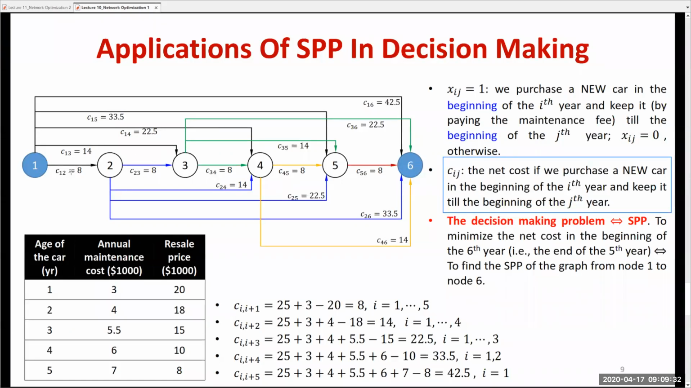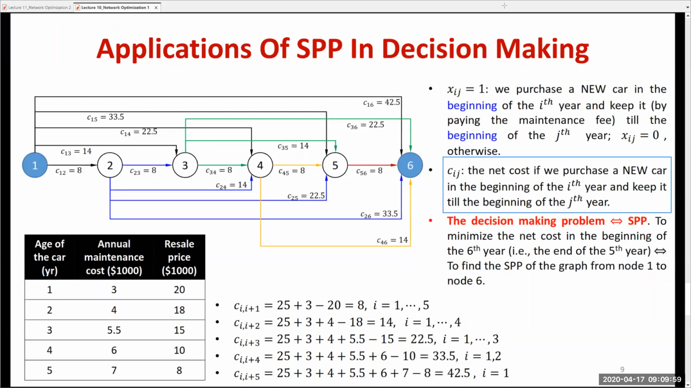And then once I have all of these Cijs, isn't it the problem of finding the shortest path from year 1 to year 6? Get the point? In other words, here's your S node and here's your T node. This is a very, very important way of thinking of the problem. Let me repeat it again. It's really, really important.